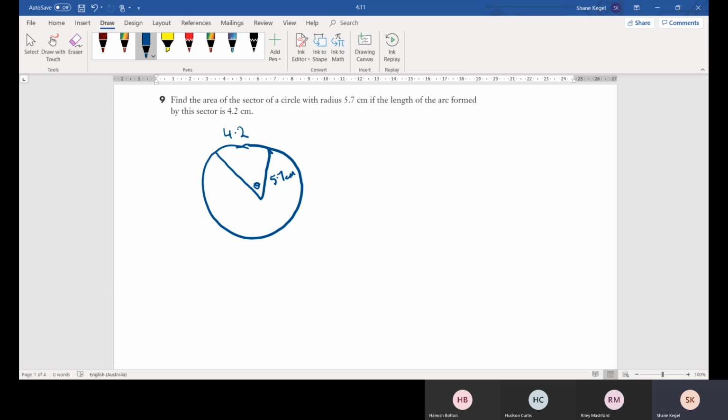Okay, so before I can use, let's have a look. My area formula, which I'll need to use to find the area, is half r squared theta. So if I have a look, I'm actually missing a value.